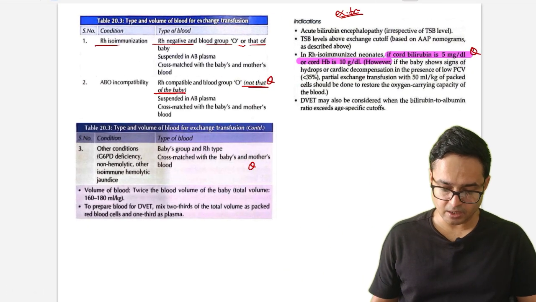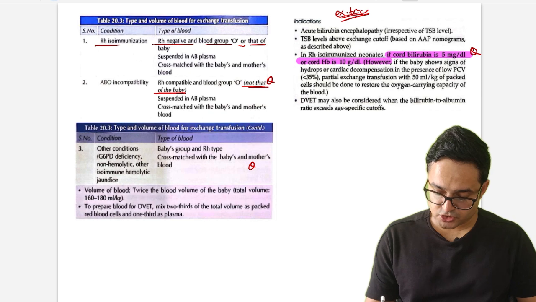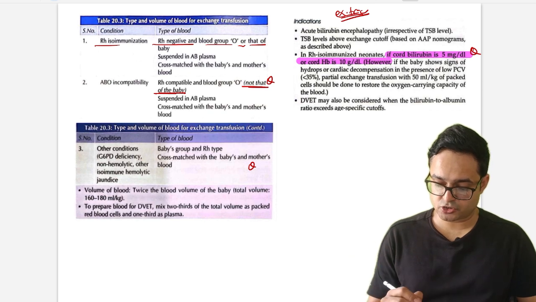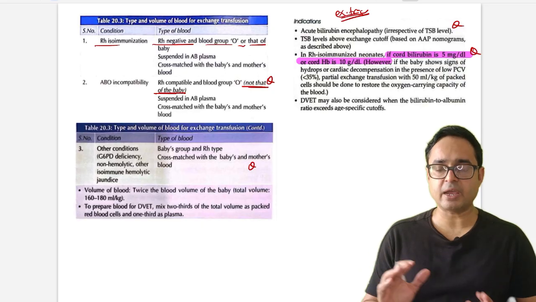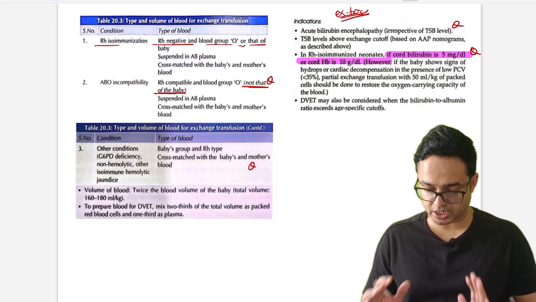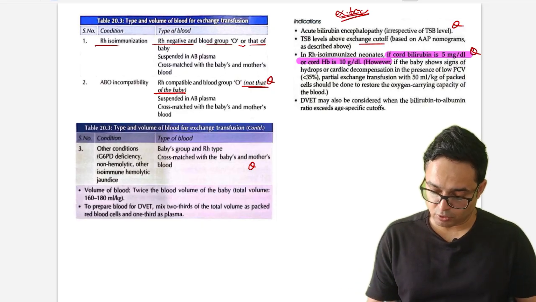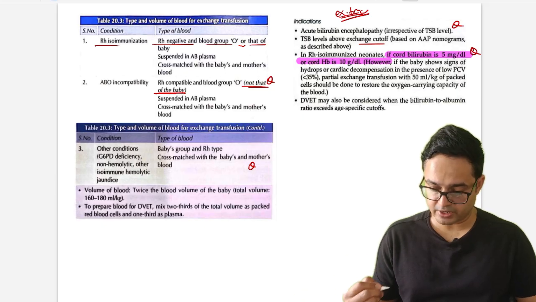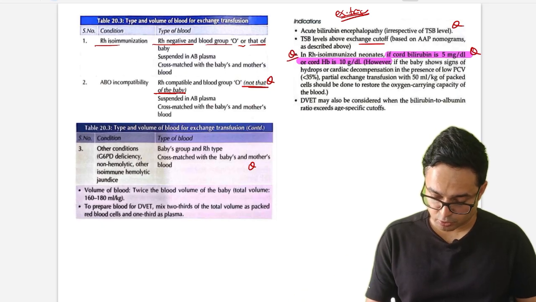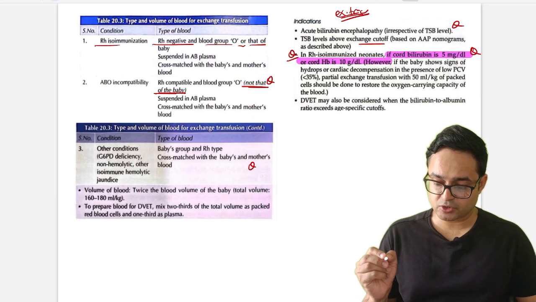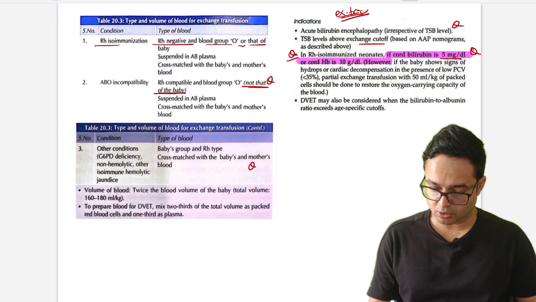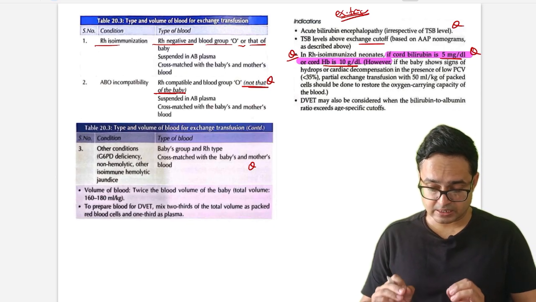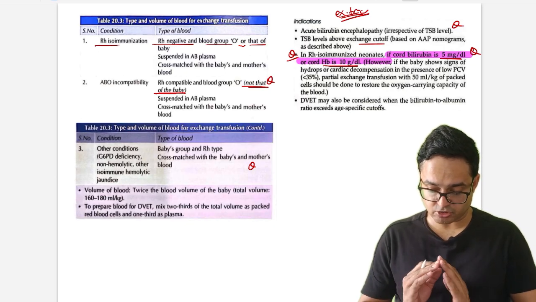Exchange transfusion. What are the indications of exchange transfusion? Acute bilirubin encephalopathy. Yes, irrespective of any TSB level, you have to do exchange. TSB level above the exchange cutoff, that is obvious. Again, very important. In an Rh isoimmunized neonate, if cord bilirubin is 5 milligram per deciliter, or cord Hb is 10 gram per deciliter, this is the criteria for exchange transfusion.